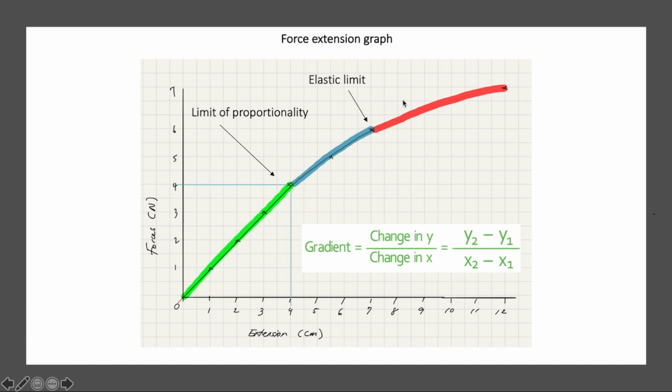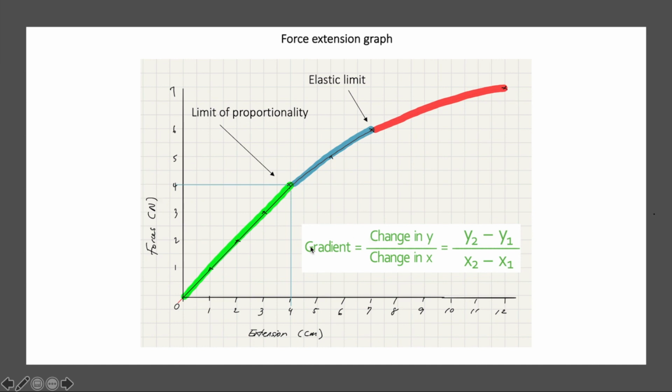Once you pass the elastic limit, you've gone to the point of no return. Even if you unload the weights now, the damage has already been done, and the spring will not return to its original shape any longer. You've pretty much damaged it, and nothing else can be done. So these three parts of the graph are really important. And so we're going to be talking about Hooke's law in a second.